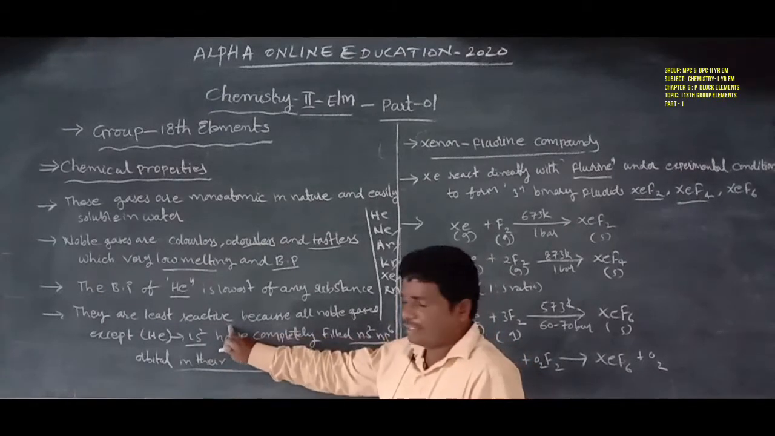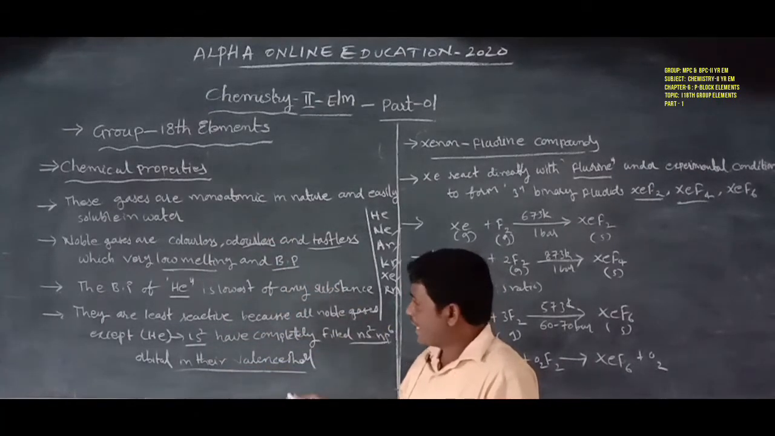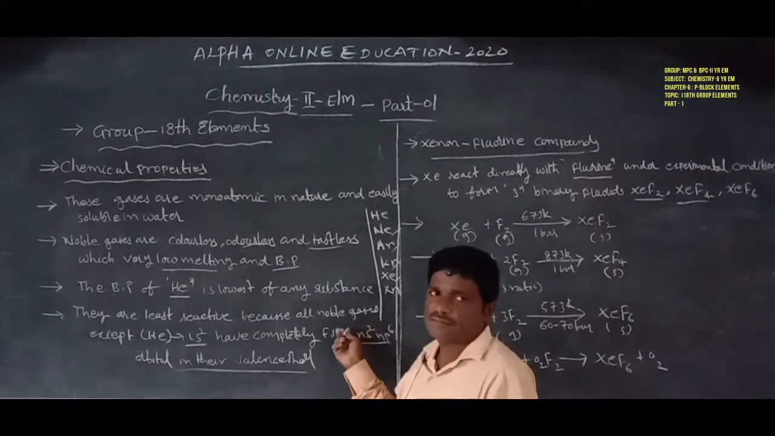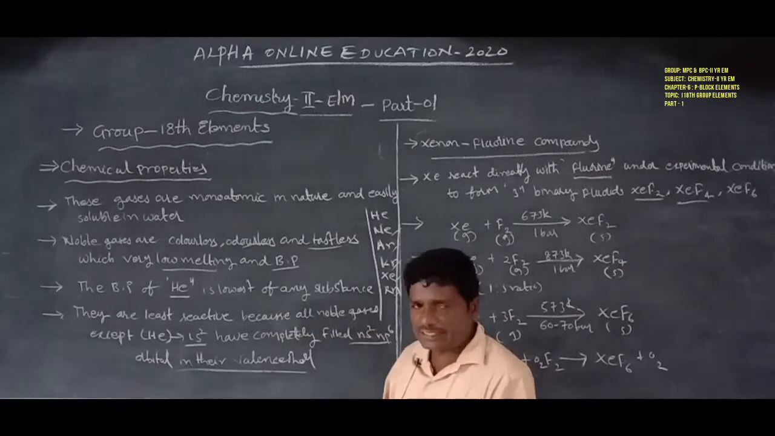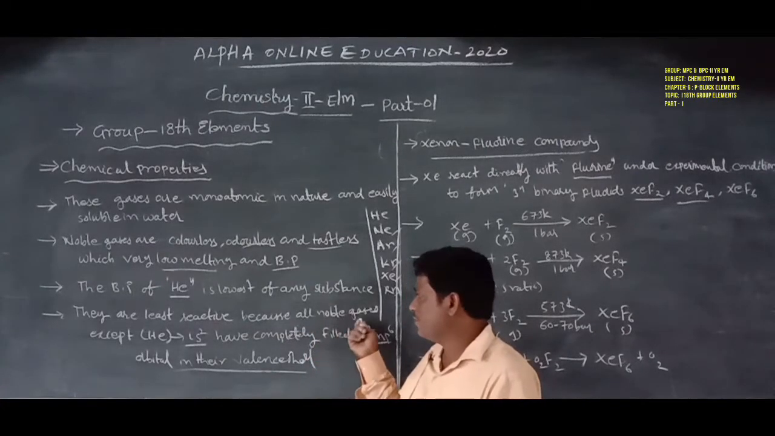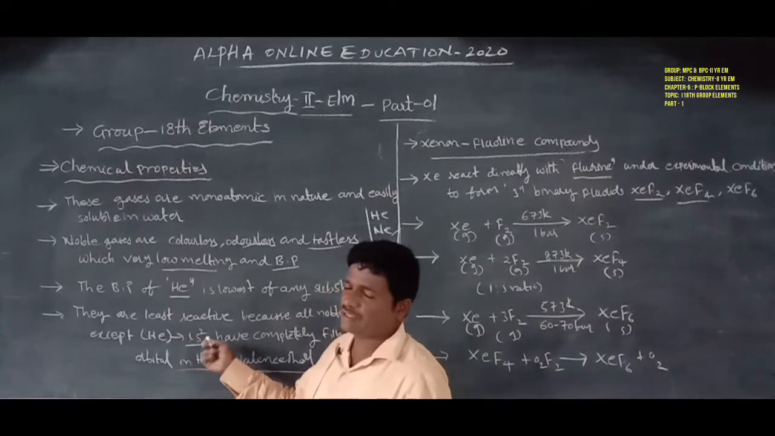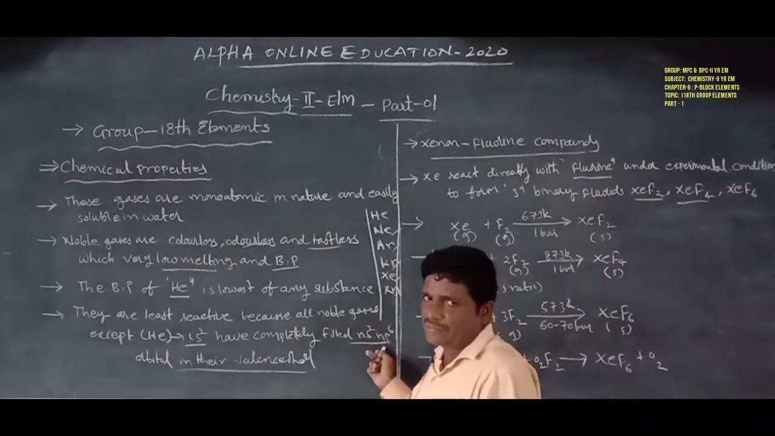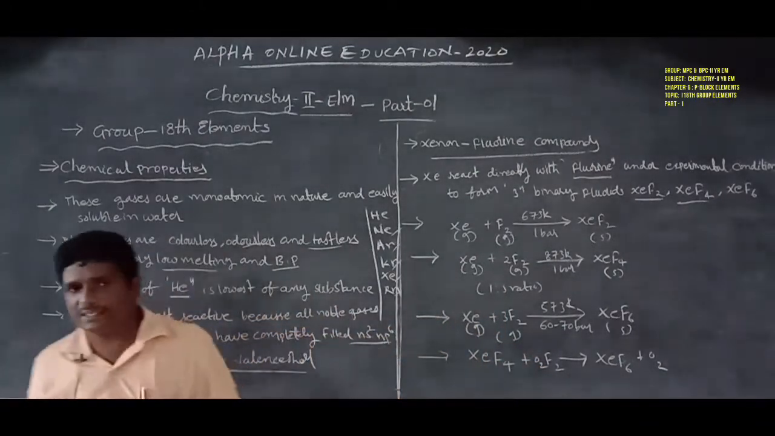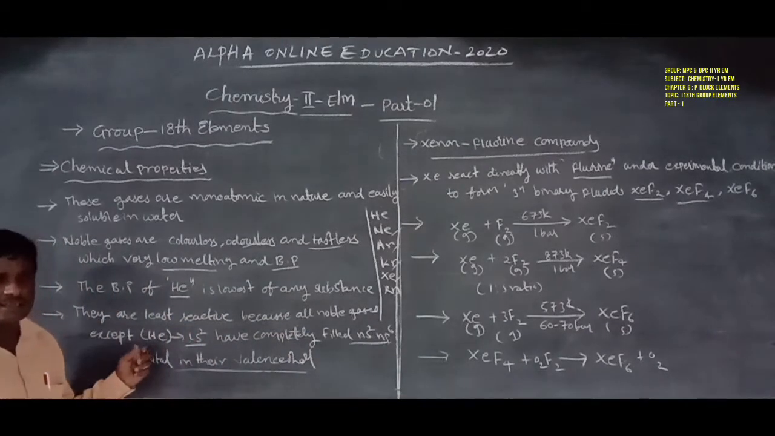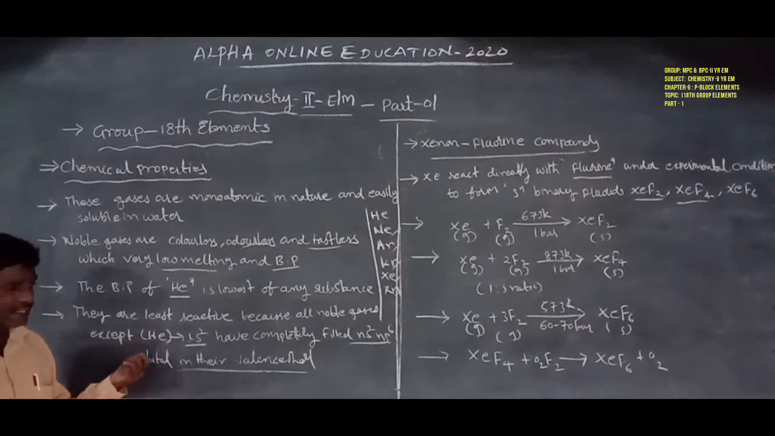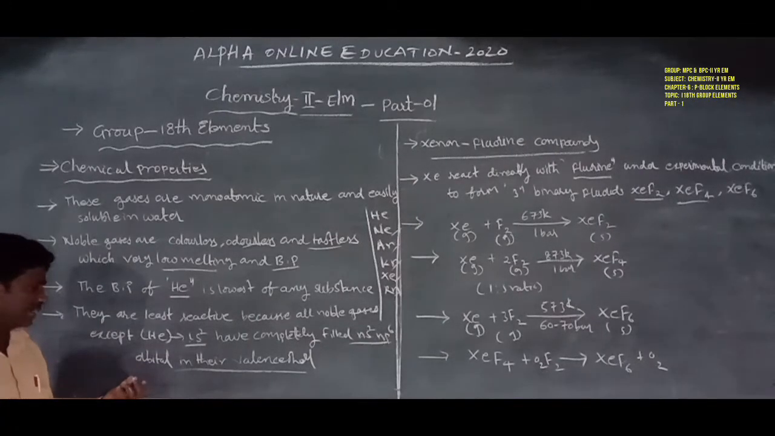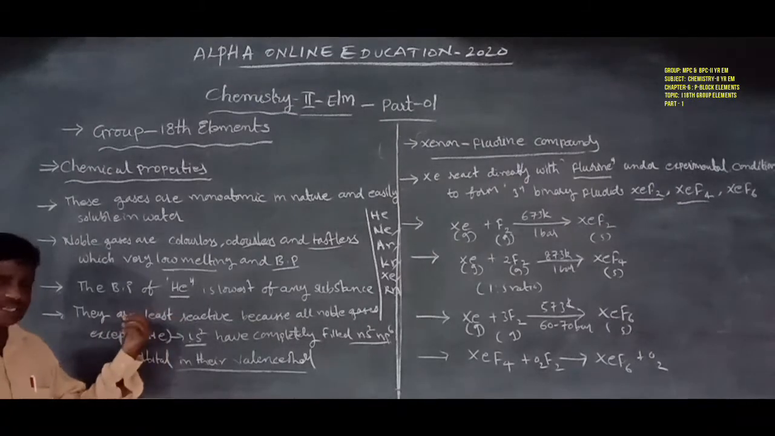They are least reactive. All noble gases are least reactive because, except helium, which is 1s2, they have a completely filled ns2 np6 electron configuration, the octet configuration. All noble gases are least reactive due to the presence of 8 electrons in the outermost or valence shell, which is filled with electrons. That is known as least reactive.